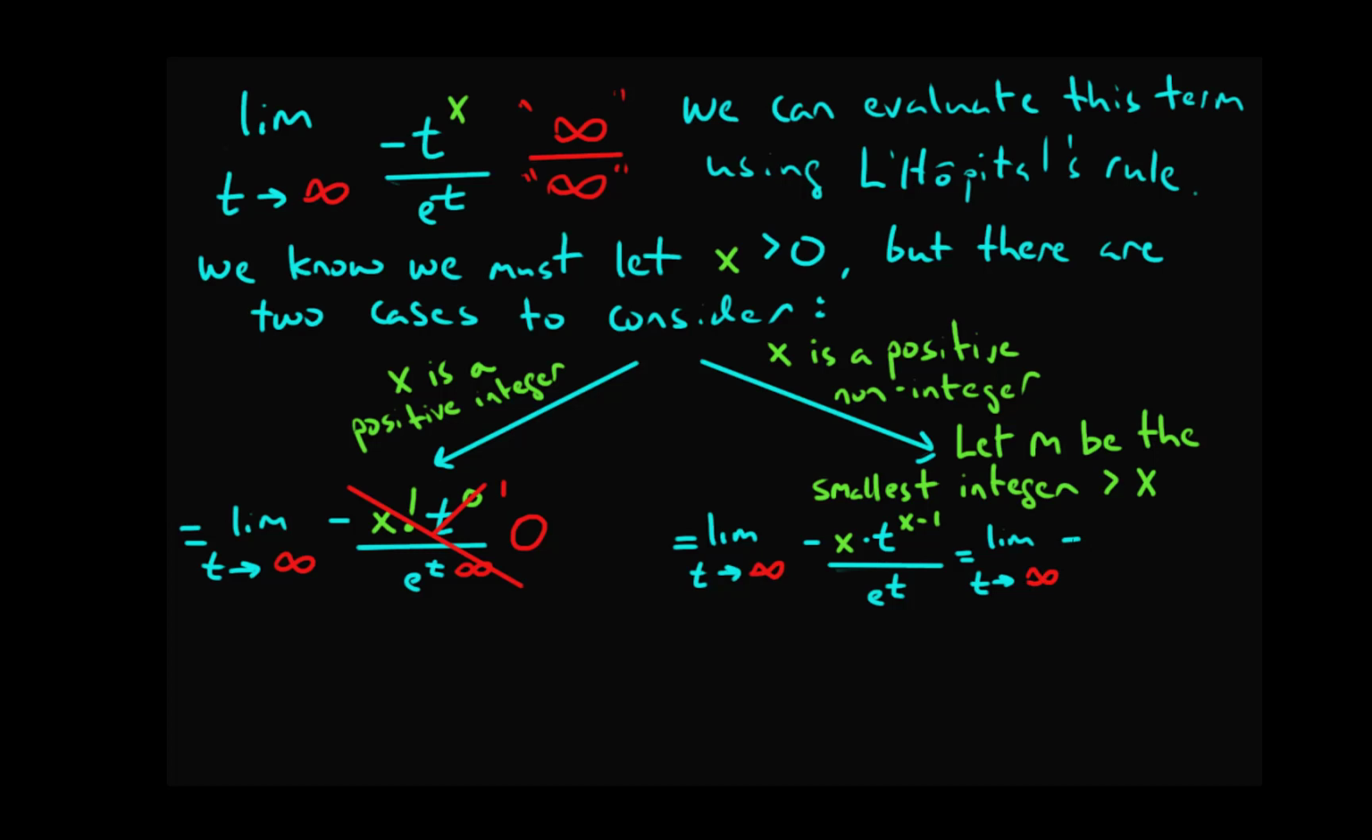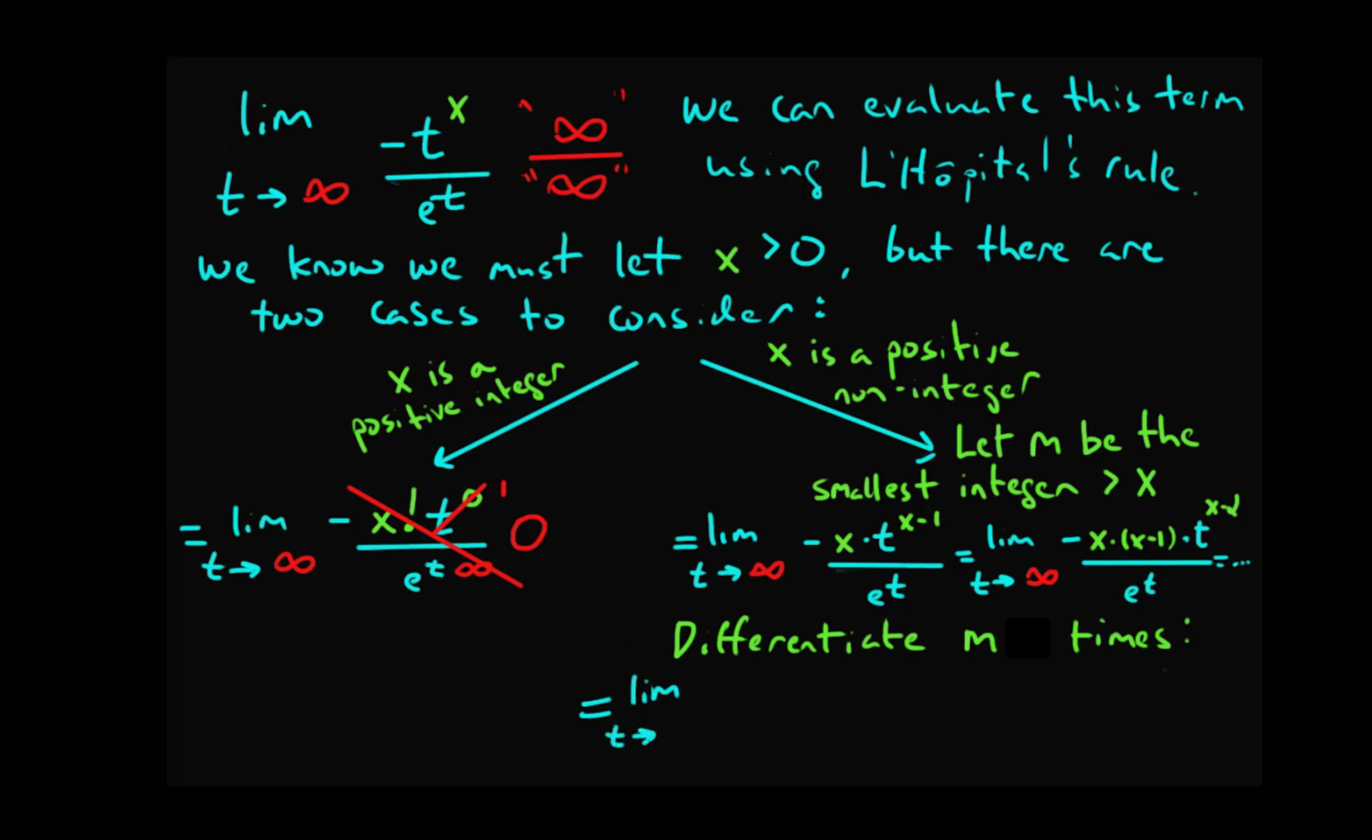But if x is a number greater than 1, we already saw in the integer case for x, we have to do multiple rounds of differentiation. So another round of differentiation would yield limit as t approaches infinity, negative x times x minus 1 times t to the x minus 2, all over e to the t. And we would have to differentiate repeatedly. So if we were to differentiate this expression m times, we would get that it equals the limit as t approaches infinity of negative x times x minus 1 times x minus 2, and so on, all the way down to x minus m plus 1.